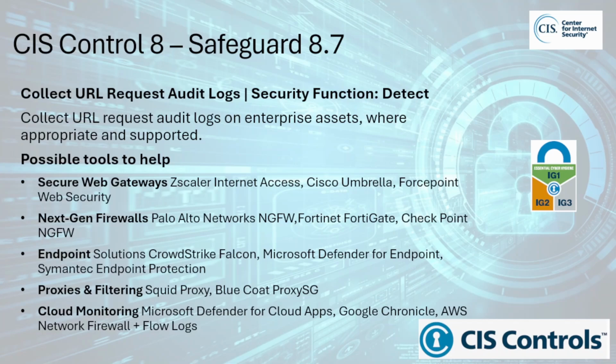These logs record details of web activity, such as which URLs are accessed by users or systems, when they were accessed, and from which devices or IP addresses. Collecting URL request logs can be done through web proxies, secure web gateways, firewall appliances, endpoint agents, or browser security tools. Why is a safeguard important?